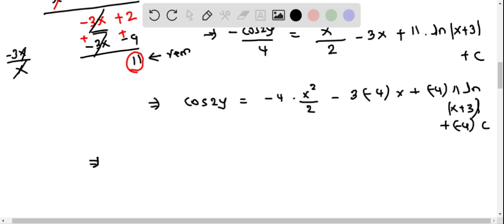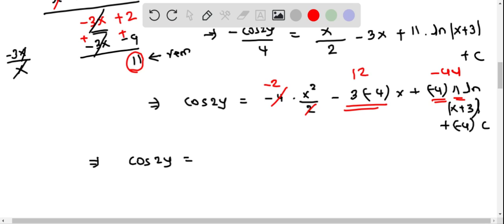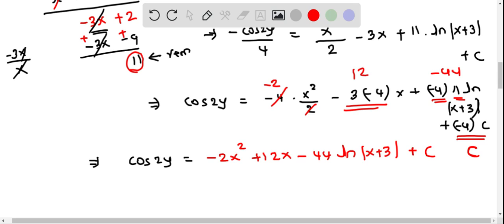continue the simplification. We will have cos 2y equals, this negative 4 will get cancelled with the 2 as negative 2 times x squared, and this will become negative 3 times negative 4, you get 12, and negative 4 times 11 is negative 44, and negative 4 times c itself is a constant, so you can just put this as another constant, capital C. So this is going to be negative 2x squared plus 12x minus 44 natural logarithm of x plus 3 plus C.